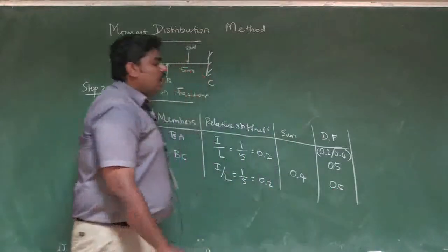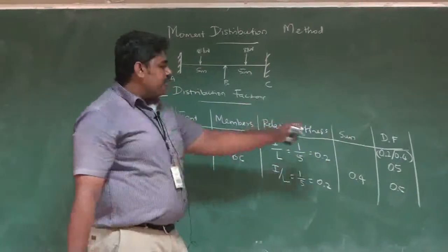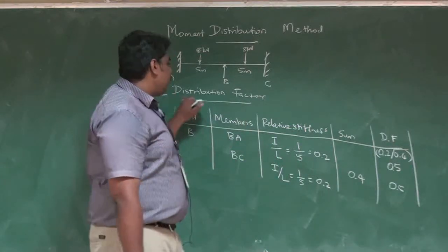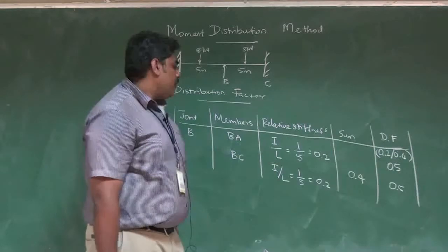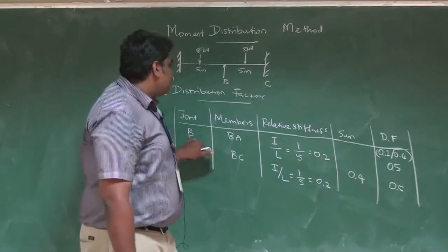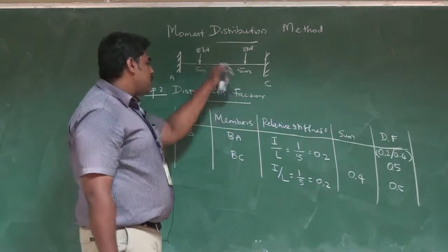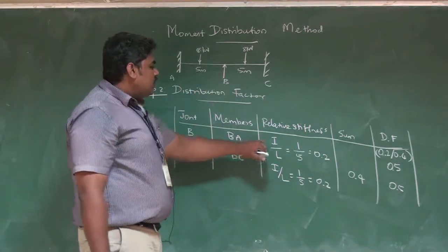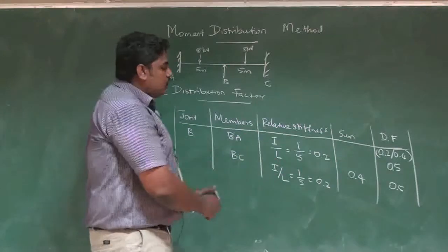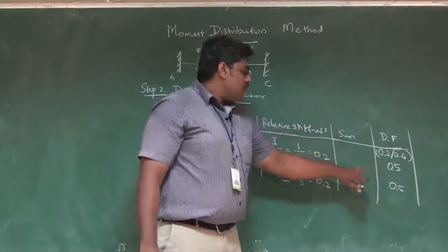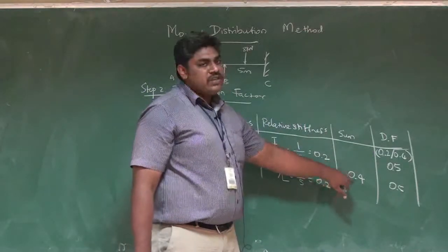So the unbalanced moment is distributed based on the distribution factor. This is the step in which we arrive at the distribution factor for this particular member. So joint B is taken because this is the only joint where the moment has to be distributed, and based on the relative stiffness of the members, we sum up these two values, and the distribution factor is the relative stiffness divided by the total stiffness at the joint.